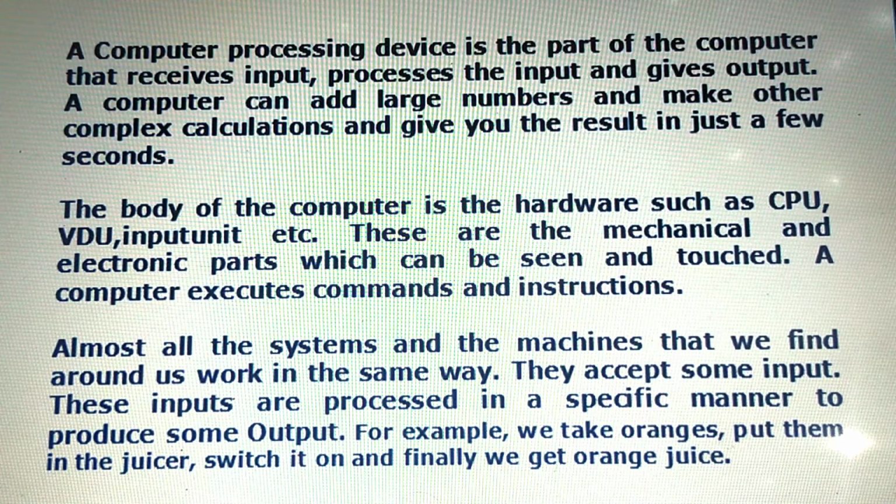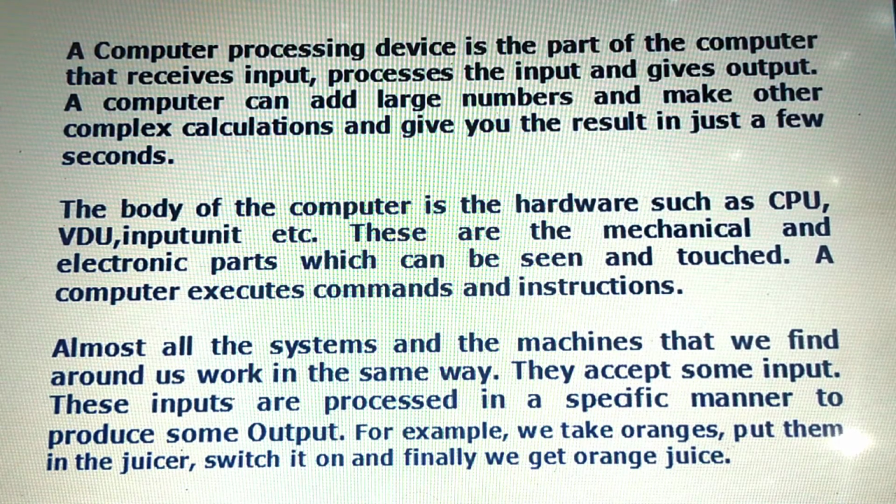A computer executes commands and instructions. Almost all the systems and machines that we find around us work in the same way. They accept some input. These inputs are processed in a specific manner to produce some output. For example, we take oranges, put them in the juicer, switch it on and finally we get orange juice.